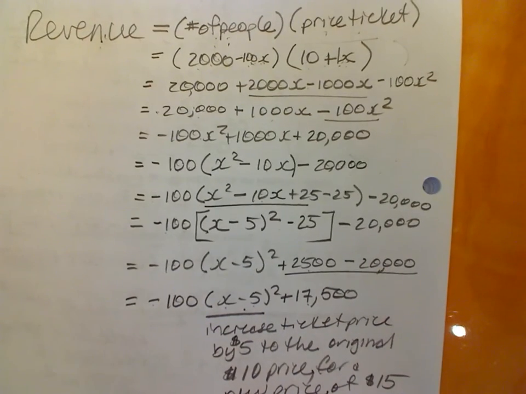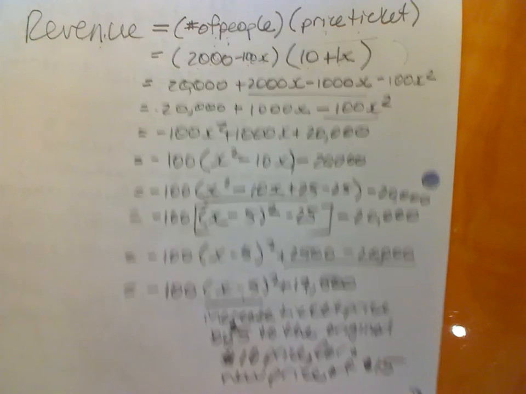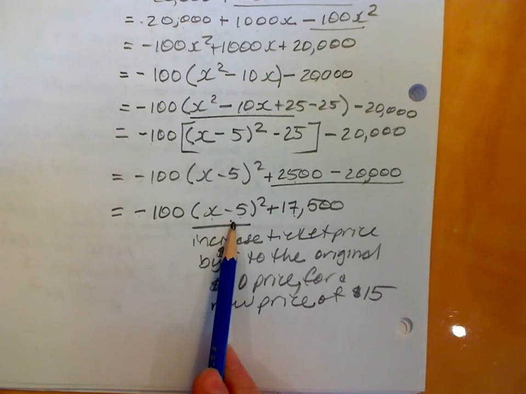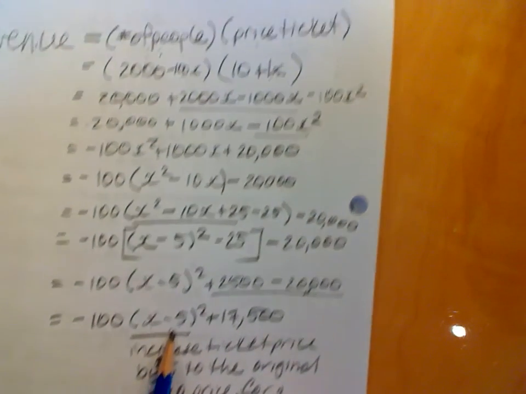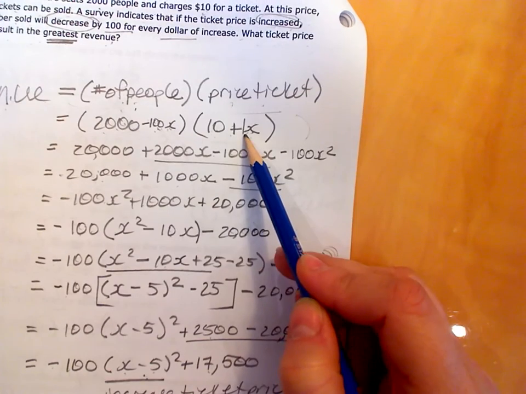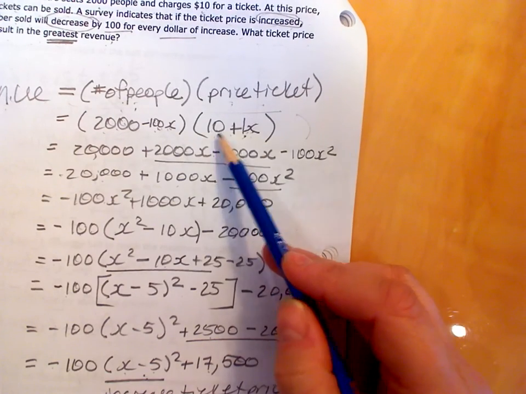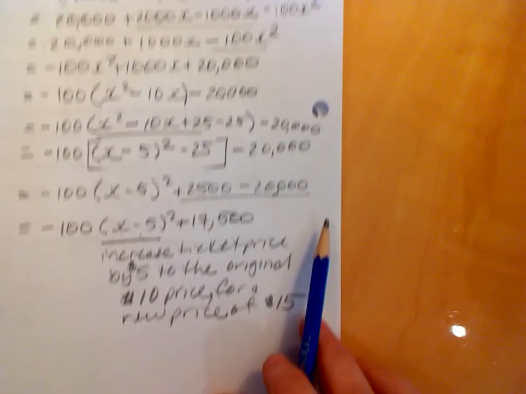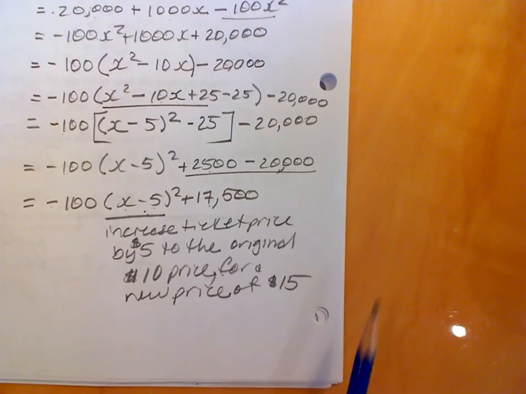So you have to be careful that you answer the question. They didn't ask how much did you increase? They asked what the new ticket price would be. So you have to take the increase of $5, add it to the ticket price, right? Because the price of the ticket is 10 plus the increase, for a total of $15. There you go.